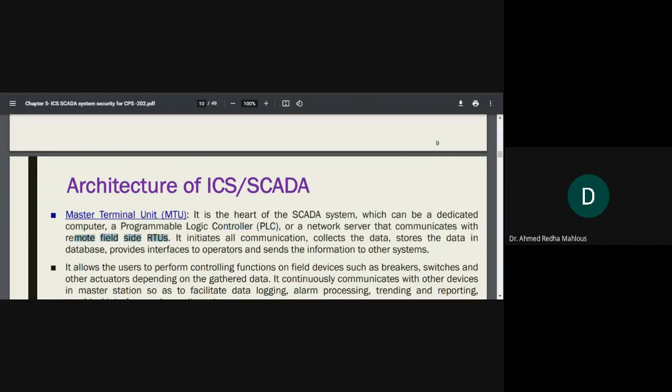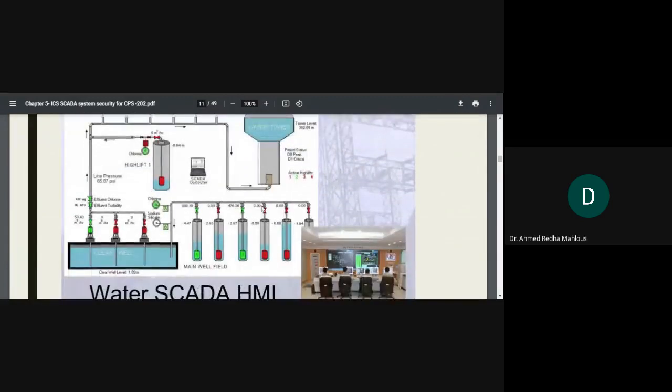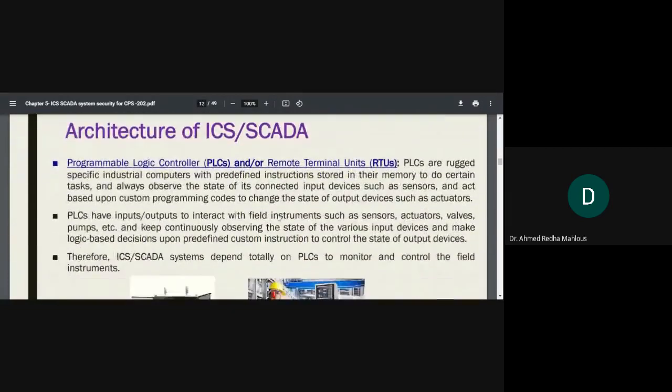We looked at this, where you have that master terminal unit, with people controlling what is happening in the field. They get some data analysis and graphs, and they take action based on that. I think we already explained this one. You have that programmable logic controller, PLC, or RTU.